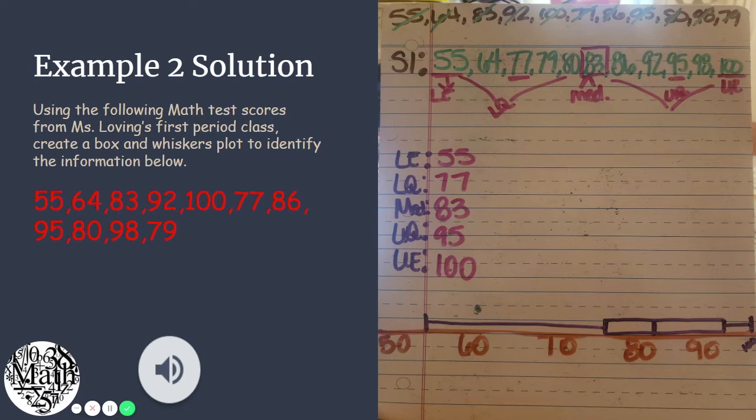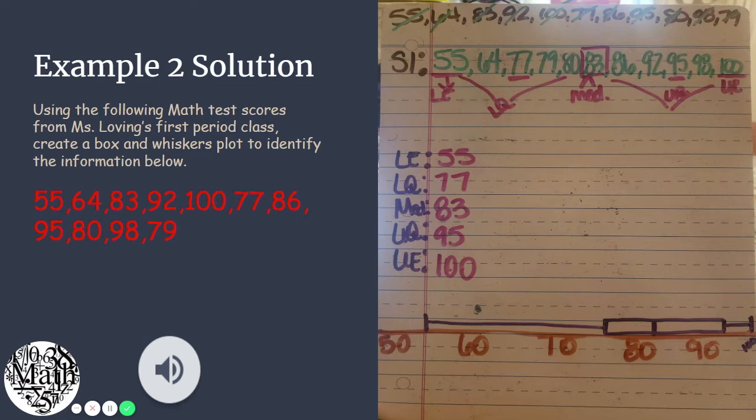So with that being said, we now have to find the median of our lower set of data, which is our lower quartile, and that median number is 77, which represents our lower quartile. When it comes to the median number for our upper set of data, that is recognized as our upper quartile, and we see that that number is 95.